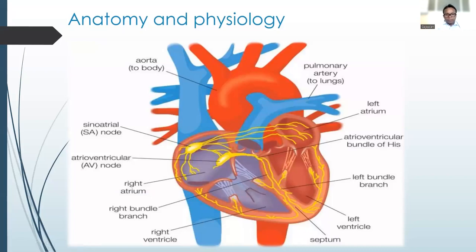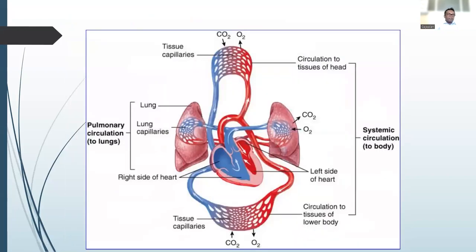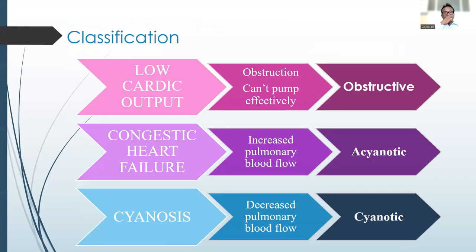For refreshment, I put this slide. This is the classification according to the structures of the heart and function. But for management purposes, these three classifications are important. The first one is low cardiac output status. That means the cardiac output from the heart is very low. Why the cardiac output is low may be due to obstruction, or the heart can't pump the blood effectively. That's called obstructive.